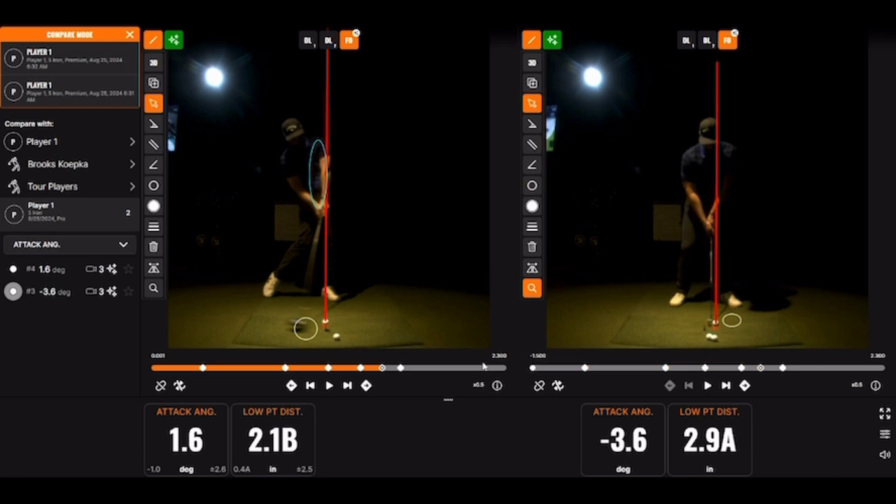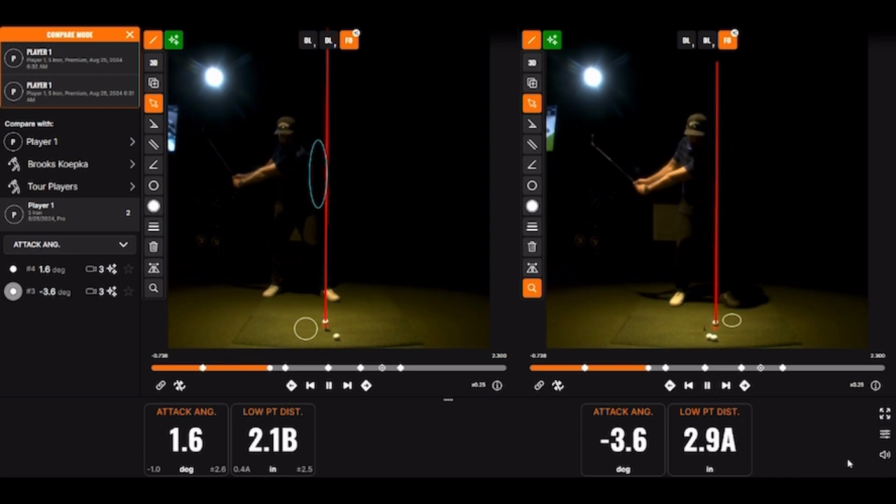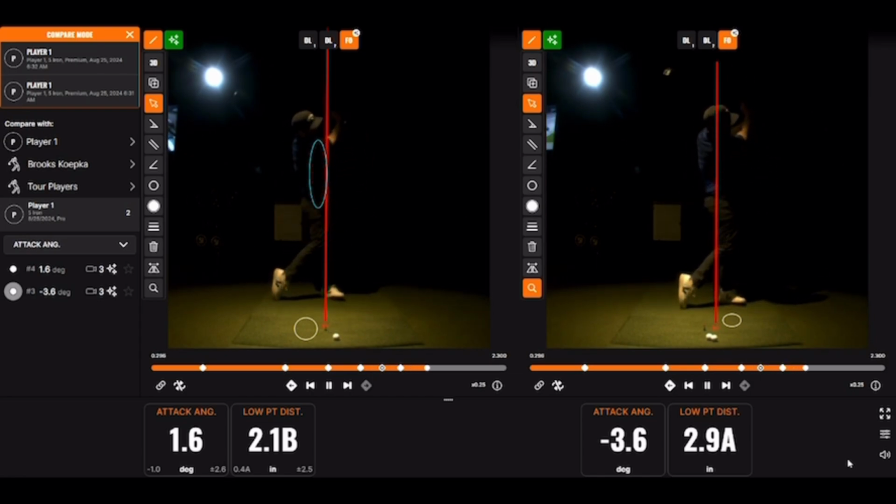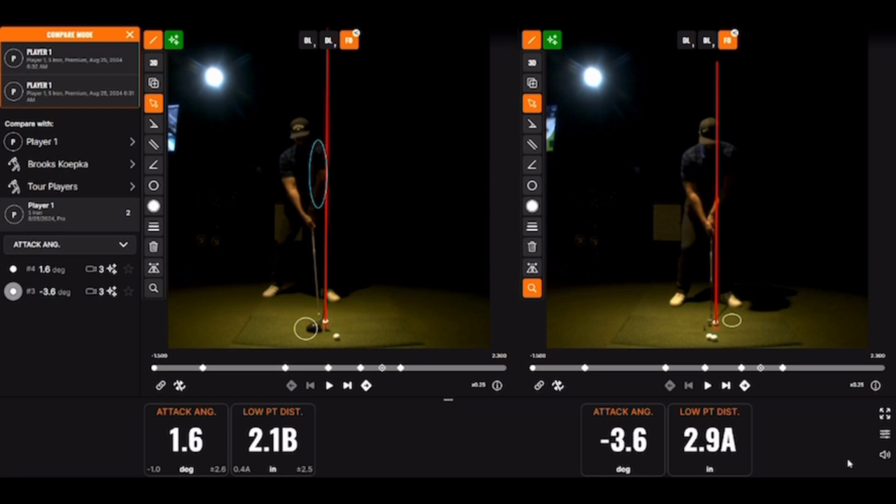Okay? So that's the nuts and bolts of how we're controlling attack angle and low point. It's a lot of ball position. It's a little bit of your lateral motion as well, making sure that you can kind of laterally shift around the ball to where you're either sweeping up through it or kind of pinching down on it, whether it's driver versus iron. I hope this was an informative video.